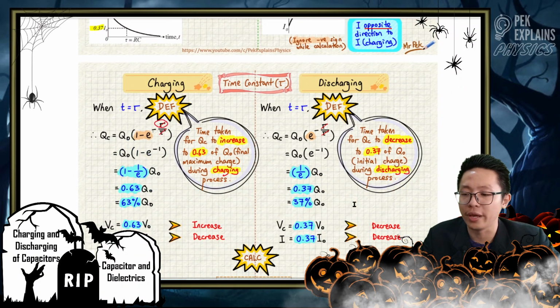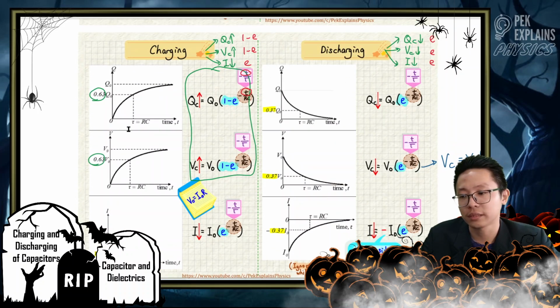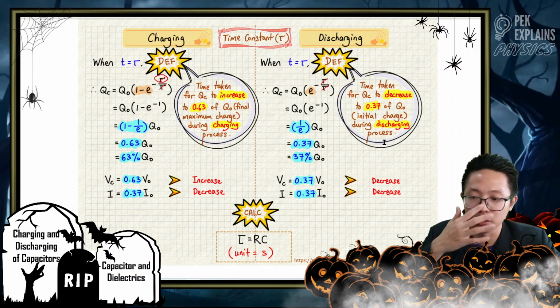One very easy way to explain the definition of time constant, just look at the graph. Time constant is the time taken for the charge to increase to 0.63 of the maximum final charge Q0 during the charging process. Time constant is the time taken for the charge to decrease to 0.37 of the initial charge during the discharging process. You need to mention during what process. Is it during charging process or is it during discharging process? These are the things you need to pay attention to.